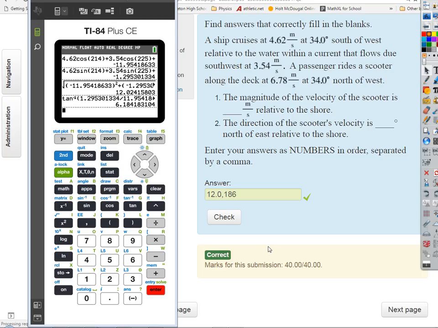Wrong. 40 points? That's a big problem. It is. That's 40 out of 100 on that assignment. Good. Okay, make sense? Yeah.